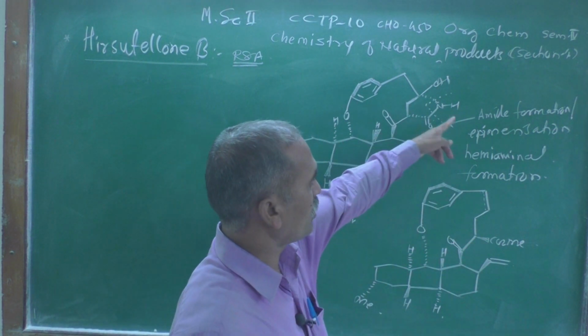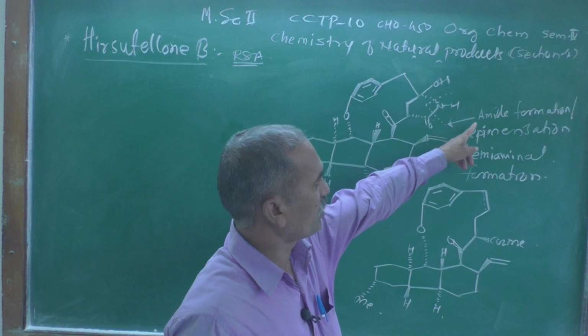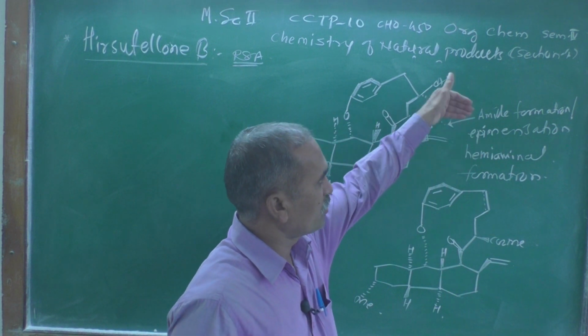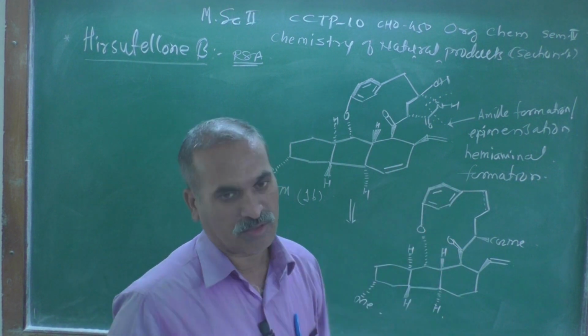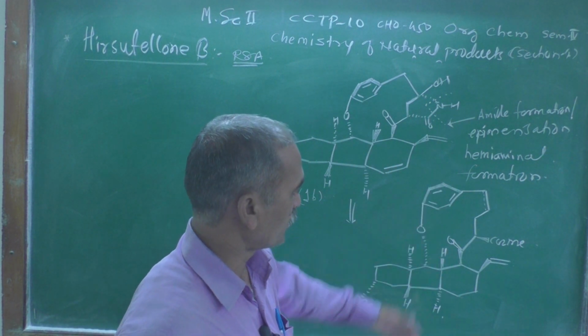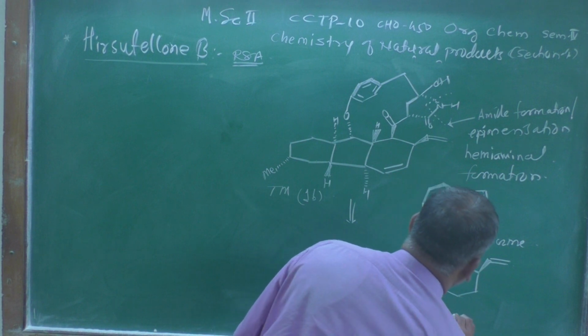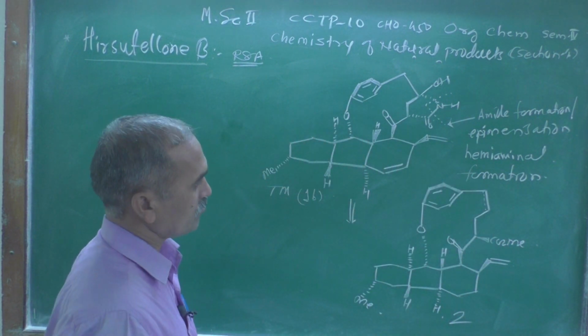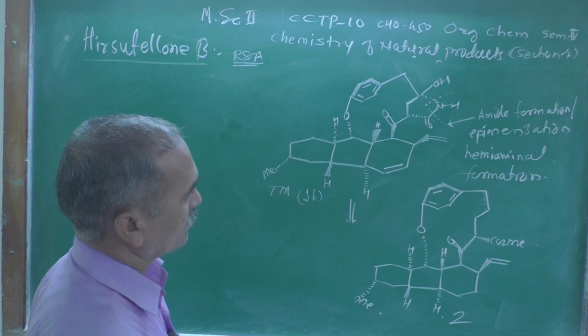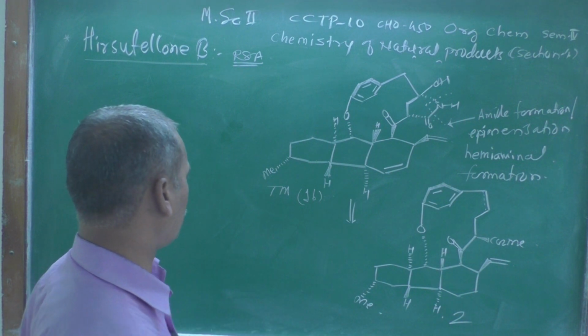What are the changes I made? I made the changes over here. I used that approach, amide formation or epimerization or hemiaminal formation. Now we got the compound. You can name this compound as the second one. This is the compound which we got as the second one.